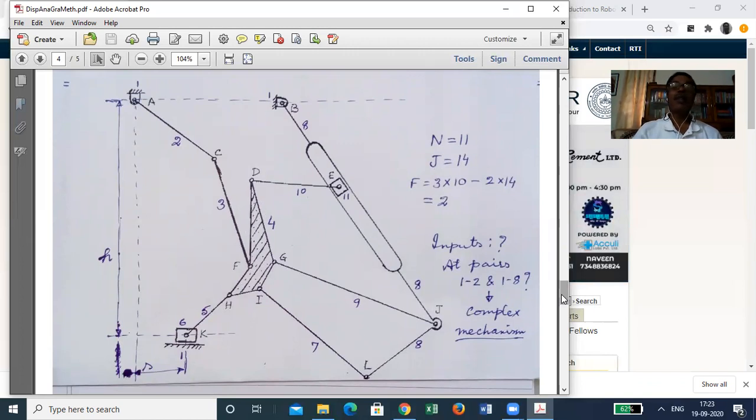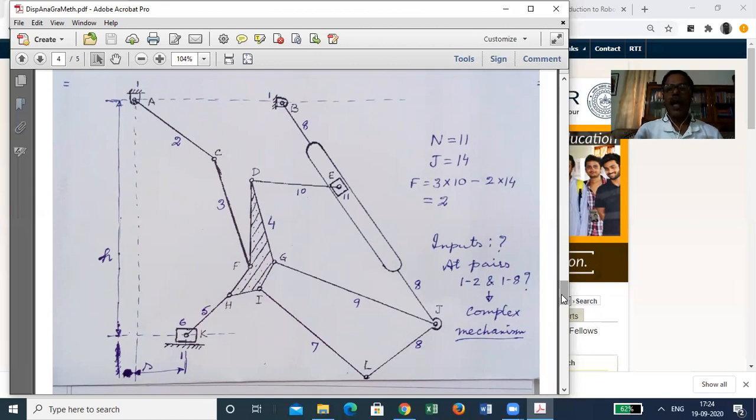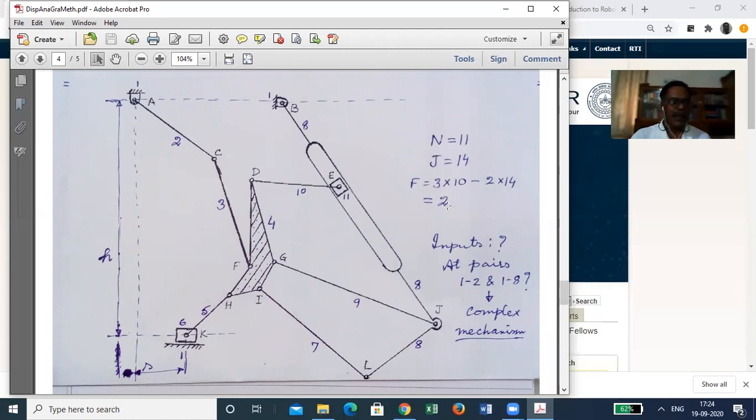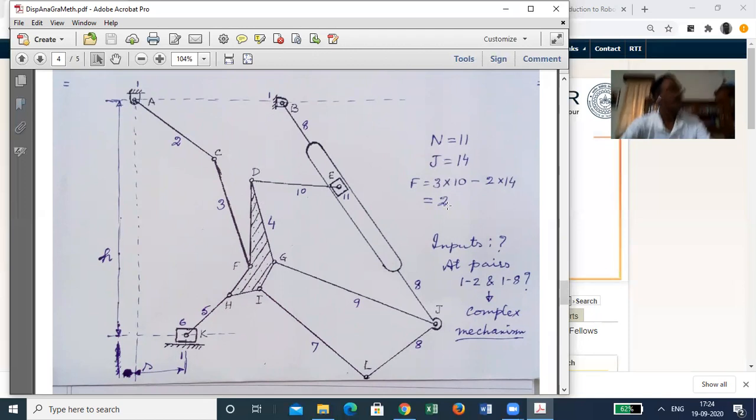It will require some time for you to count the links and pairs, find out the degrees of freedom, and decide the inputs. So I suggest that you do that for 1 or 2 minutes and verify on your own that indeed the number of links is 11, number of pairs is 14, and the degree of freedom is 2. And I will come back and join you after these 2 minutes.